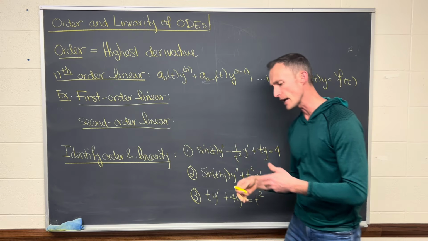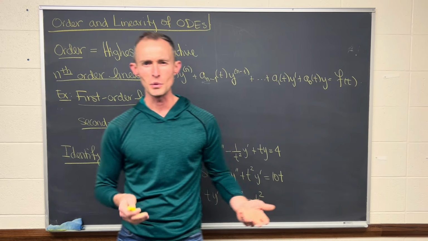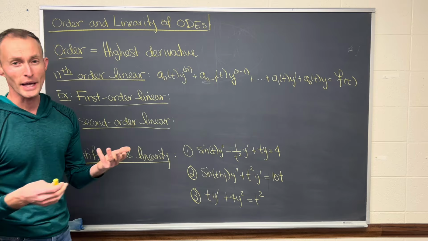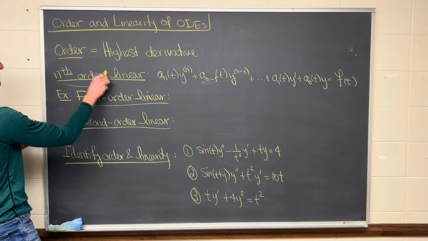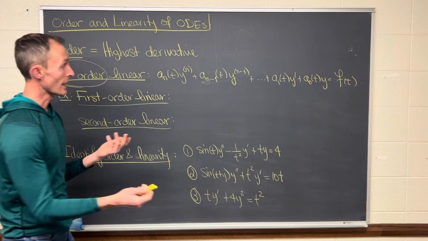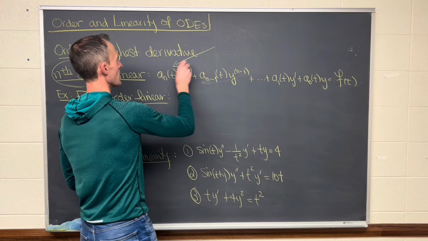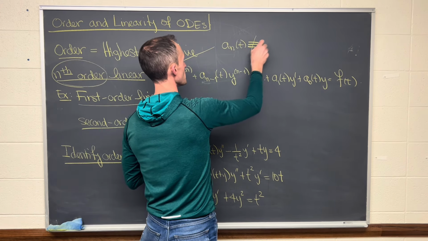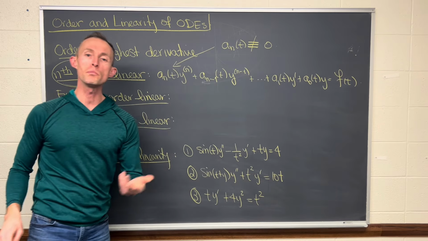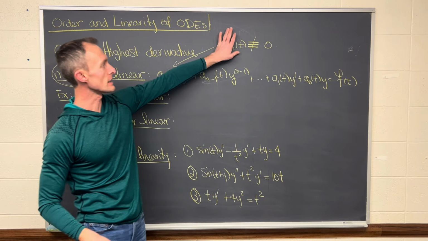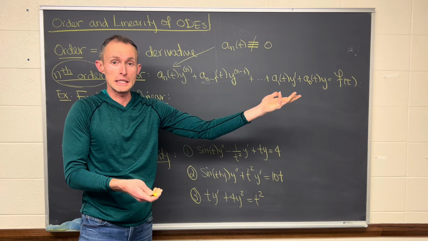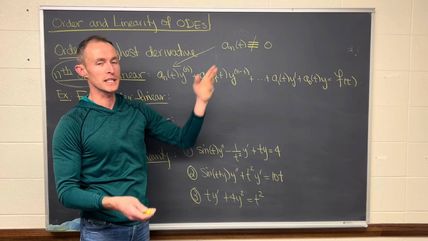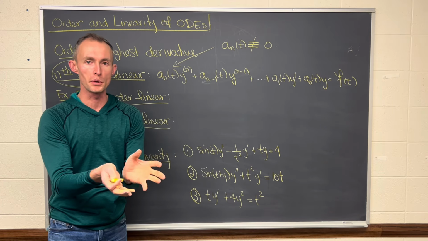Now notice that the a's and the f's, they can be whatever you want them to be, okay? The one thing that we have to restrict, though, is that if I am saying that this is the nth order, then I do have to assume that a_n of t is not identically equal to 0, okay? Now what I don't mean is that the function itself can't be 0 at places, okay? What I mean is that a_n of t is not equal to the 0 number, okay?